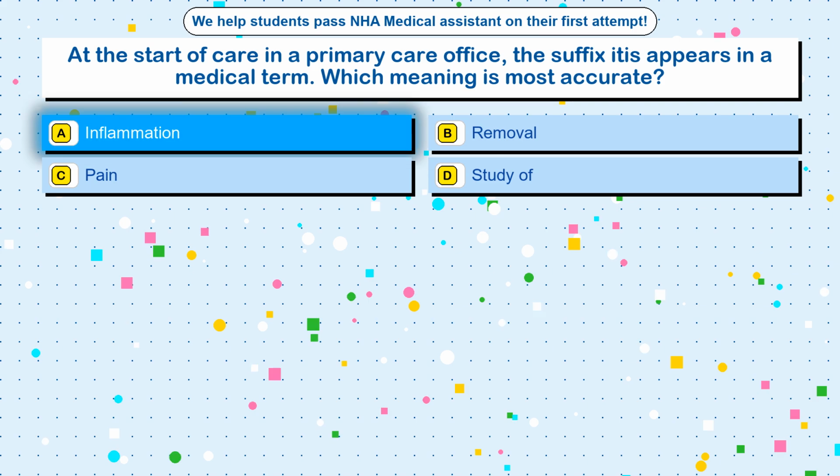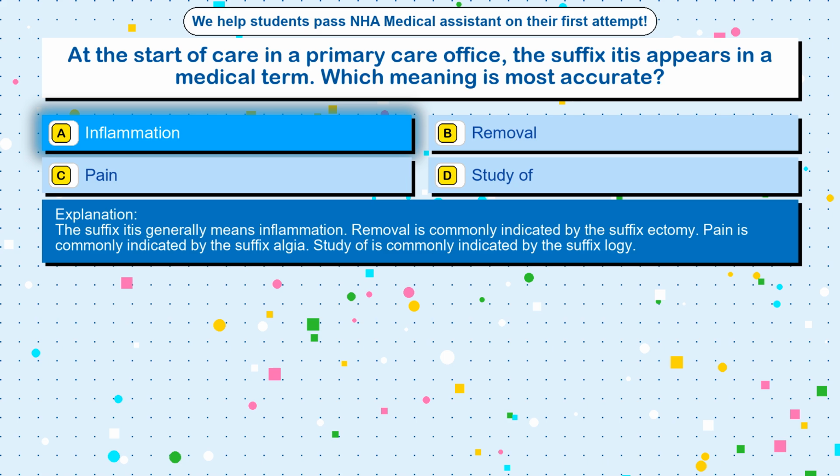Inflammation. The suffix itis generally means inflammation. Removal is commonly indicated by the suffix ectomy. Pain is commonly indicated by the suffix algia. Study of is commonly indicated by the suffix logy.